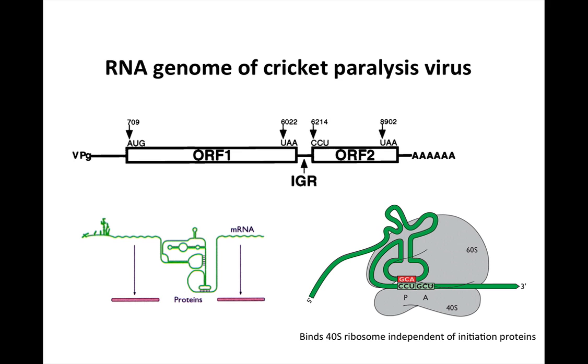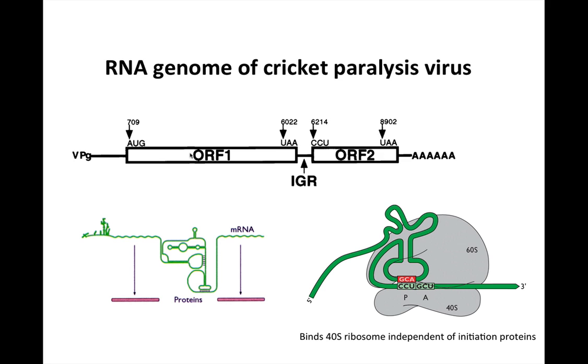Let's look a little bit more at the genome of this unusual cricket paralysis virus. It's shown here. This is a plus-strand RNA virus, just like poliovirus. It has VPg at the 5' end. It's polyadenylated. One of the main differences is that the open reading frame is split into two open reading frames in cricket paralysis virus. As you recall, poliovirus and other picornaviruses have a single open reading frame. This one for this insect virus is split.